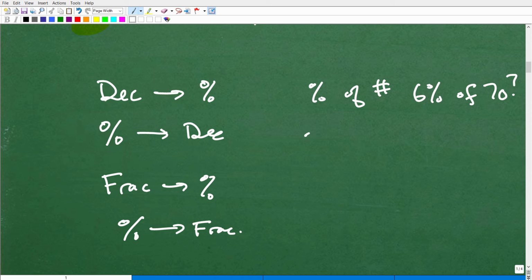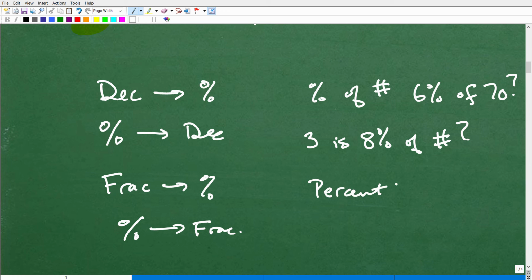What about a problem like this? 3 is 8% of what number? Well, this is a little bit different than this problem. 3 is 8% of what number? So this starts getting into more advanced, or rather more challenging, percent problems. But you want to work your way up to this, and also just what is percent, the basic definition of percent.